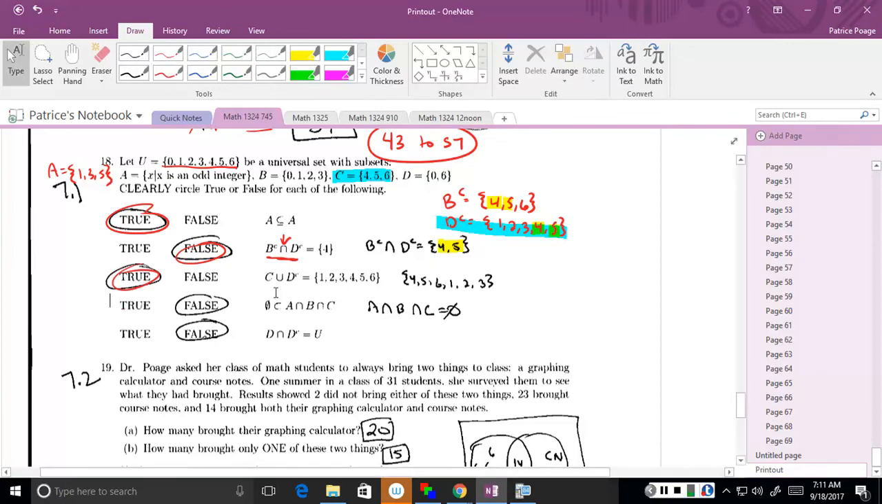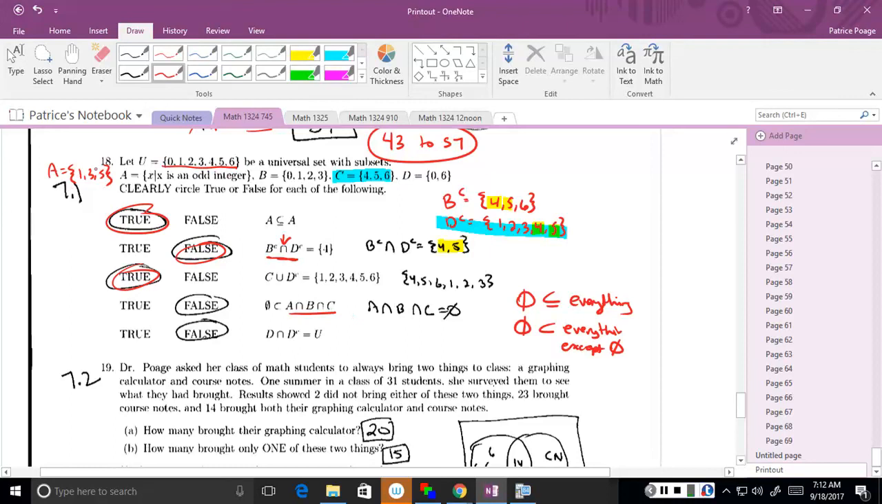The empty set is a proper subset of A intersect B intersect C. So we know the empty set is a subset of everything, but it's a proper subset of everything except itself. So what we need to do is find out, is that empty or not? That will determine our answer.